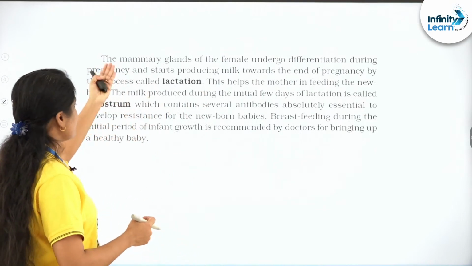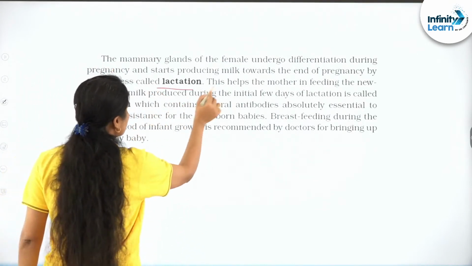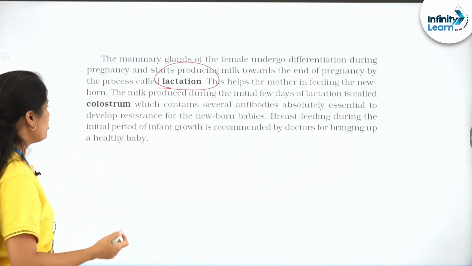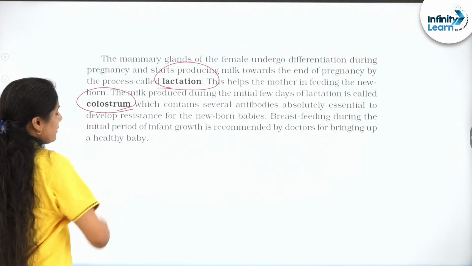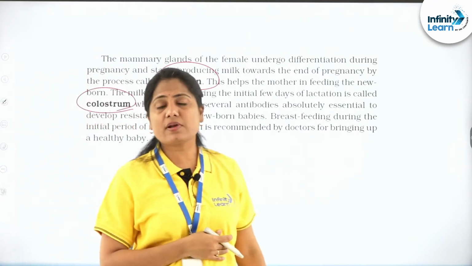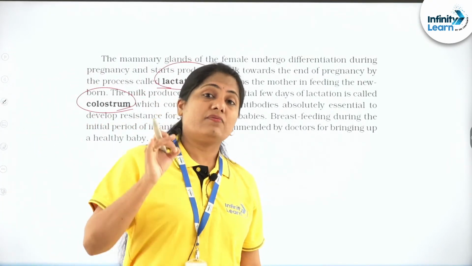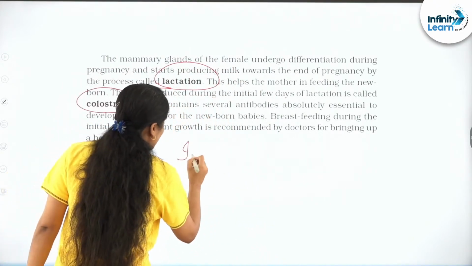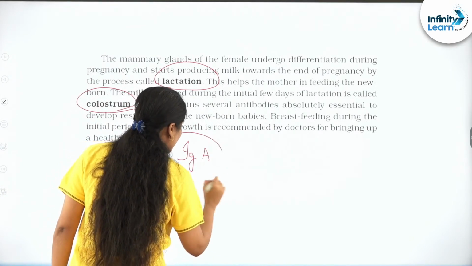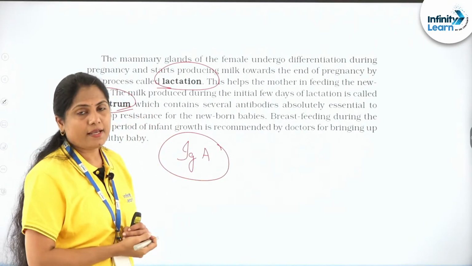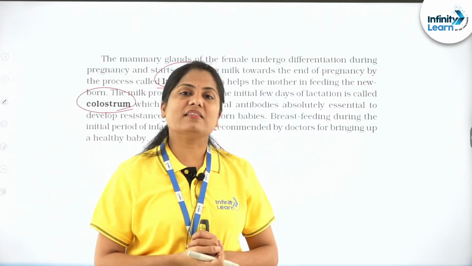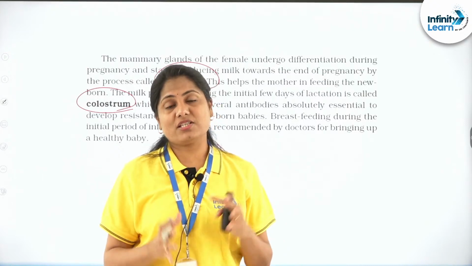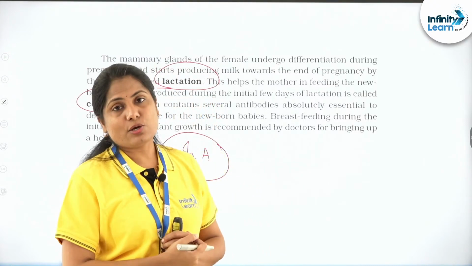Now, when the mother is feeding the baby, it's the lactation process where the milk is formed and it's oozing out. The initial milk is colostrum. Again, questions are asked from this. Colostrum is very, very important because it has immunoglobulins. Of course, a lot of books mention IgA, but remember it has a lot of other immunoglobulins as well. If the question mentions high concentration, then IgA is your answer.